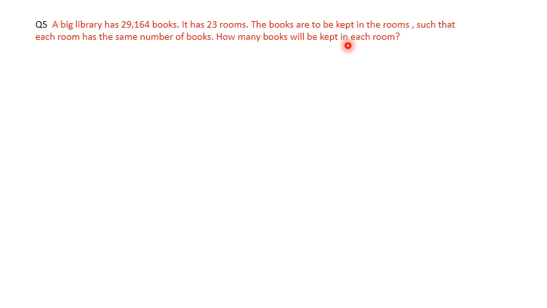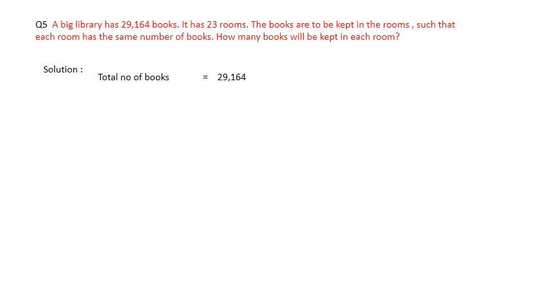Now look here, what is asked? Each room. Students, I have told you, when "each" is asked, what are we supposed to do? Divide. And when "each" is given, we multiply. So what is asked? Each room is asked. How many books will be kept in each room? So what are we going to do here? We are going to divide here. So let's write down the solution.